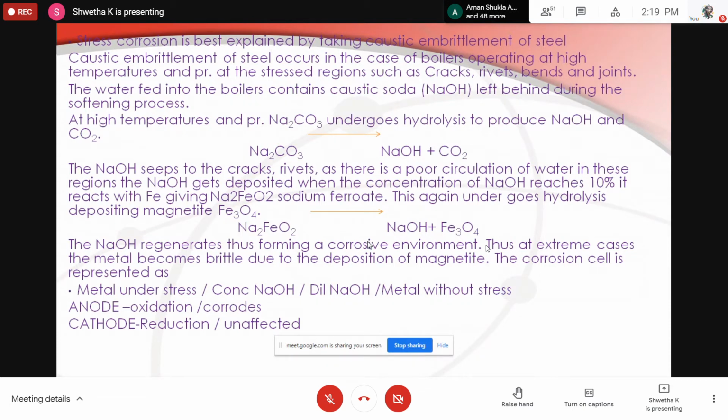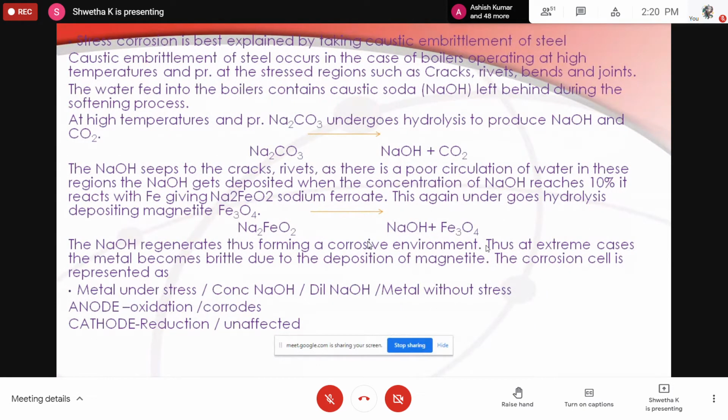So now this sodium ferrate again undergoes hydrolysis, again forming NaOH and magnetite. This magnetite is due to deposition, and the steel becomes brittle. Where the concentration of NaOH is more, that metal is under stress and acts as an anode. Where the concentration of NaOH is less, it is metal without stress, and that acts as a cathode.